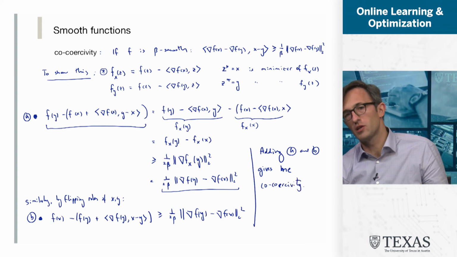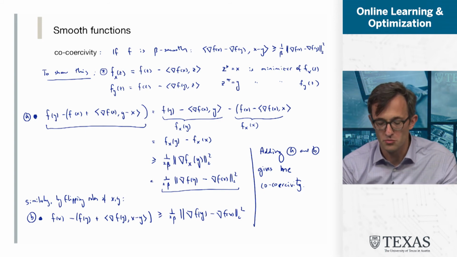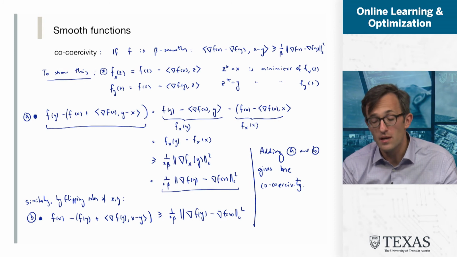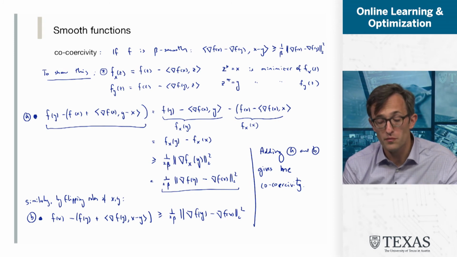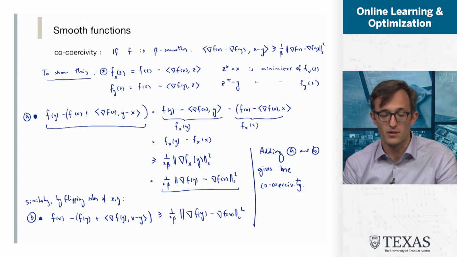Again, this is a technical property. It's a more general concept that's important to generally be aware of, but we're going to see it come back when we prove the convergence rate of gradient descent for smooth and strongly convex functions.